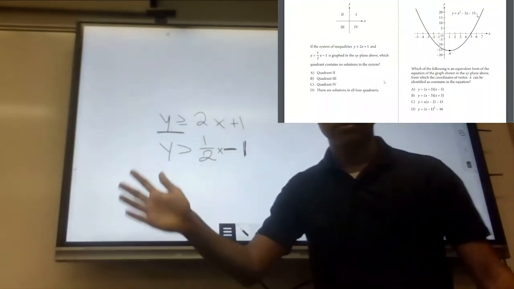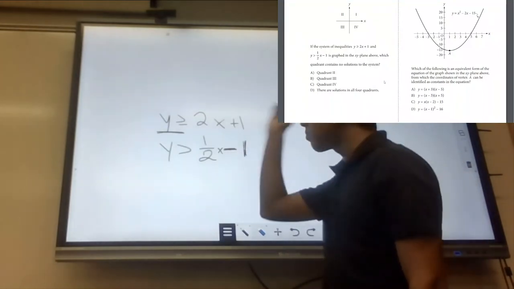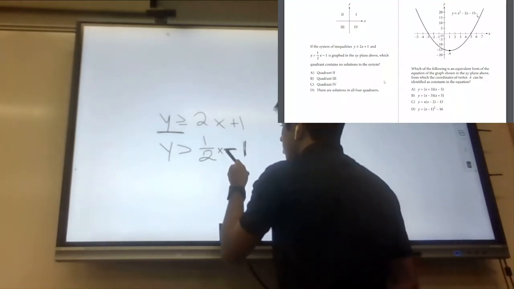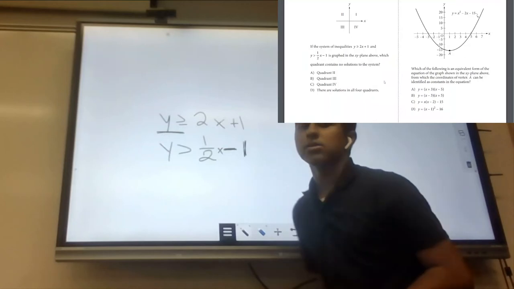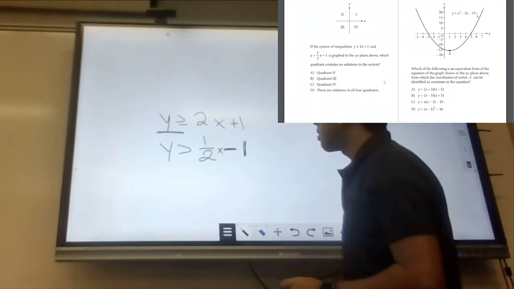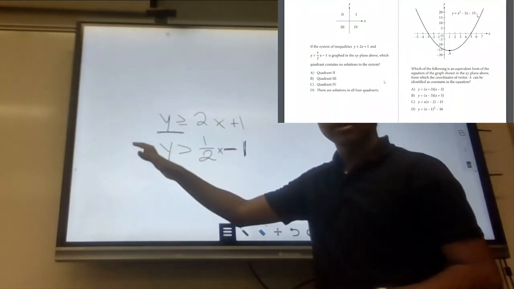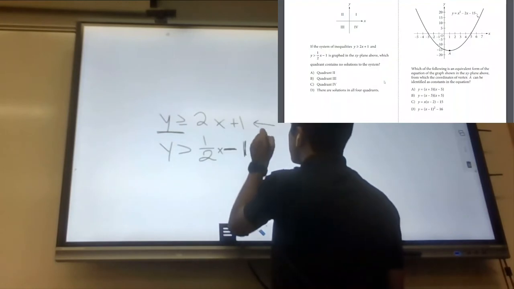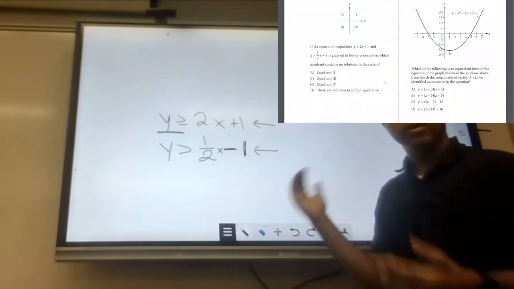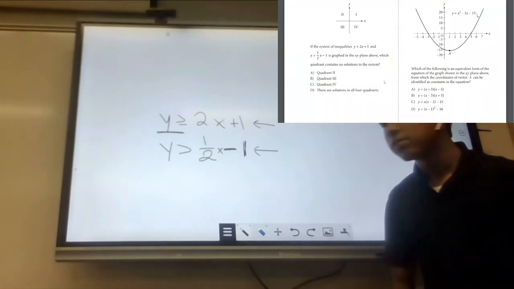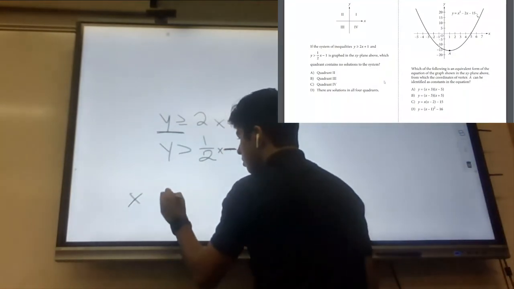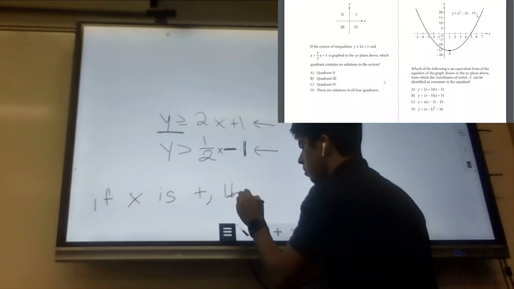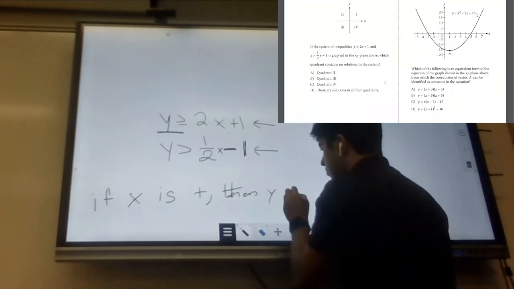No matter what positive x you get here, you end up with a positive y. Now here you can have a positive x and get a negative y if the x is less than 2. But then this would be negative, but this would still have to be positive because it still has to be bigger than this. So y has to be bigger than both this and this. Now if it has to be bigger than both of these, if x is positive, then y is positive.